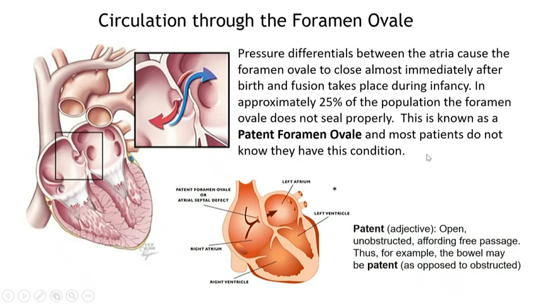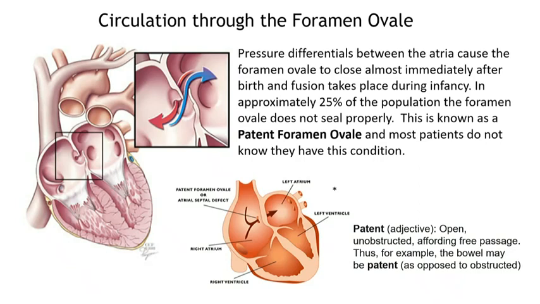right after birth, it's kind of like a flap that closes up because there's a pressure differential between the two atria. So it essentially closes the foramen ovale, and for most people, eventually that is sealed. Okay, it becomes solid. So pressure differentials between the atria cause the foramen ovale to close almost immediately after birth. And then the fusion takes place during infancy.